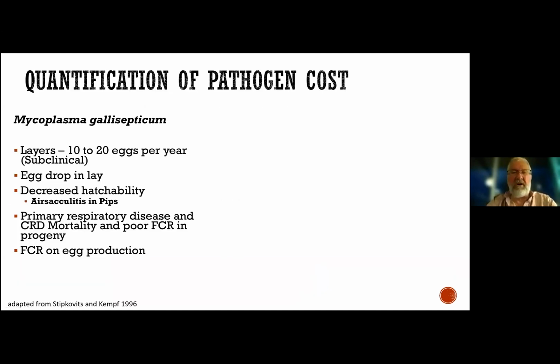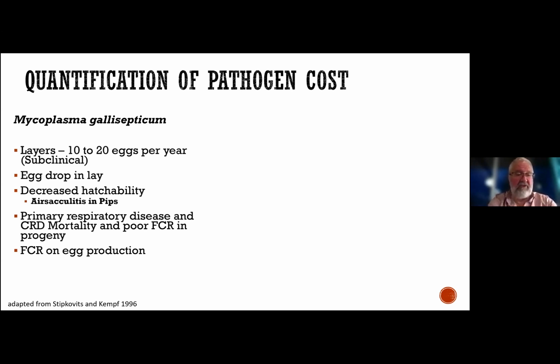If we look at what mycoplasmas do in the chicken, we've got Mycoplasma gallisepticum. It's obviously had a lot more interest, and people have worried about it more. The reason we've had to do things for Mycoplasma gallisepticum is that in layers, it's estimated that between 10 to 20 eggs per year difference in production, even without any clinical disease, is what you see from MG infection.